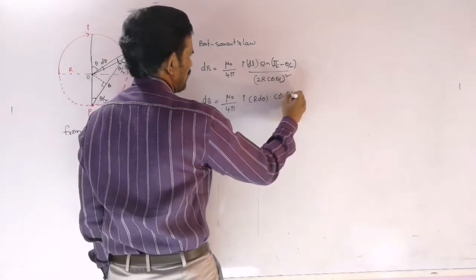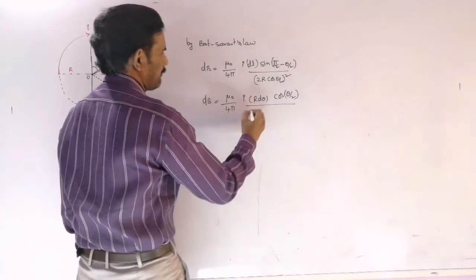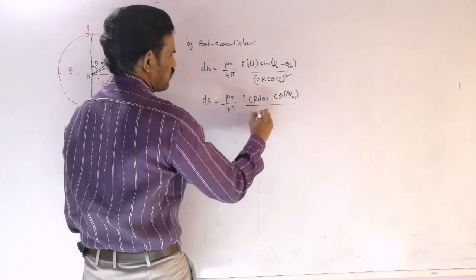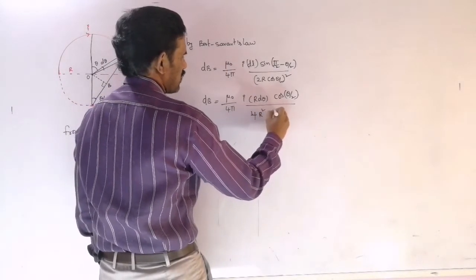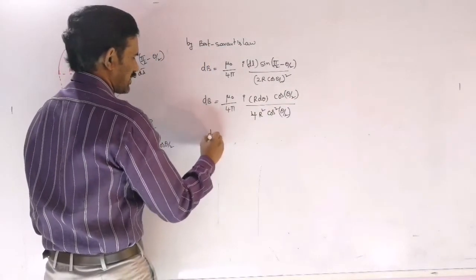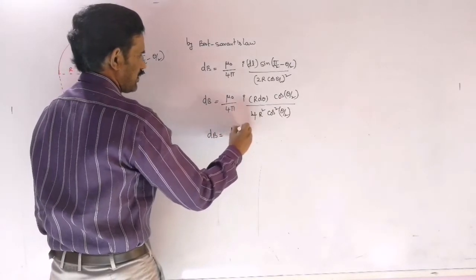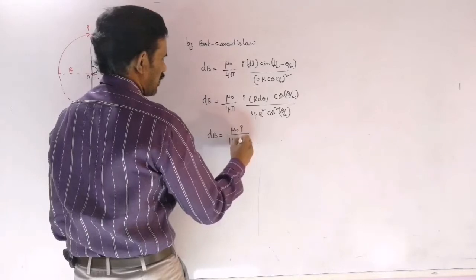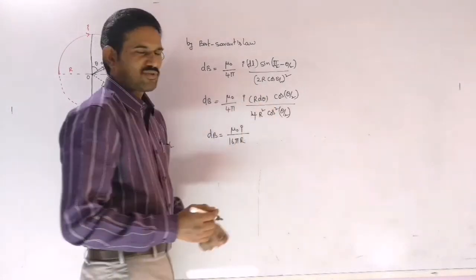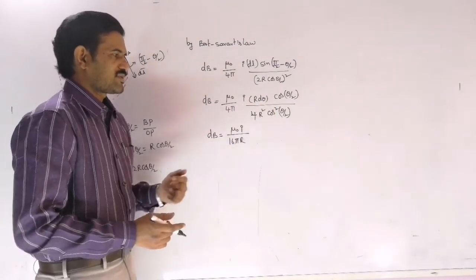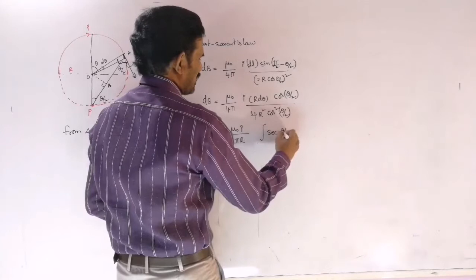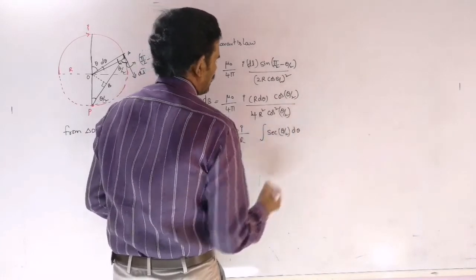So this is cos theta by 2 by 2 into 2 square you will get, so 4 square R square cos square theta by 2. And therefore you can further simplify this as mu naught I by 16 pi R. That means one R will be cancelled, only R will be there, and one cos square will be cancelled there, cos square theta by 2. So now you can write this as secant theta by 2 d theta.